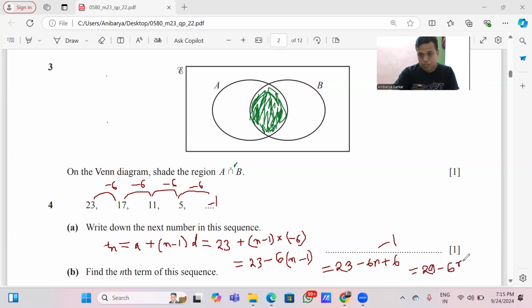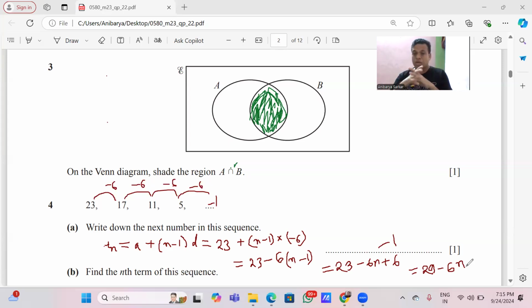So when do we use this formula basically? When we observe that the difference between two numbers is equal. The difference between consecutive numbers may be positive or negative. Here it is negative, -6. If the difference between consecutive two numbers is constant, then we use the formula a plus (n minus 1) into d. This formula's name is the arithmetic progression formula. So our answer is 29 minus 6n.